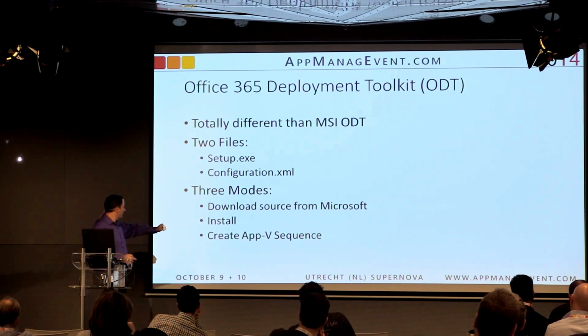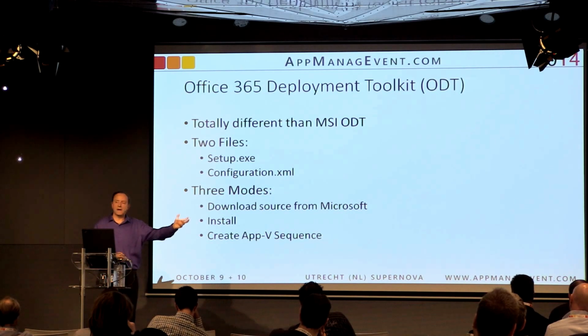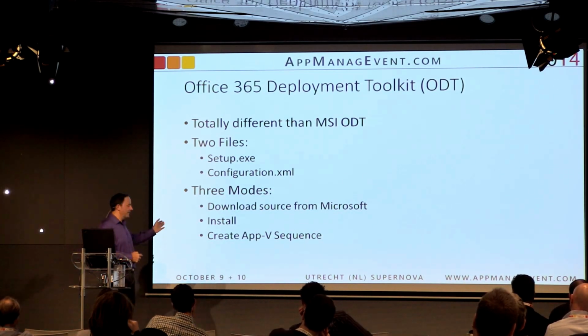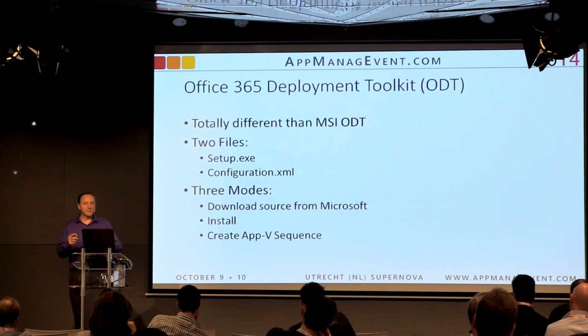You can install it on a client, and then you can also run a package mode, which lets you take that click-to-run package and turn it right into an App-V 5 package. If you were working with this, I'd be hesitant to run off and do that right away just because you're a big App-V shop. I would think about it.